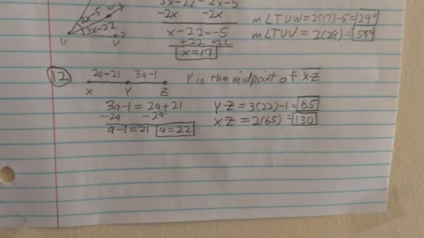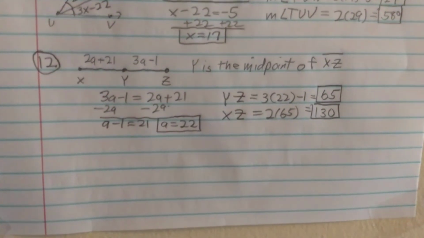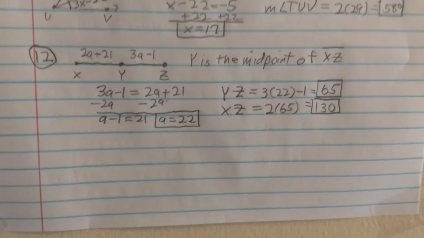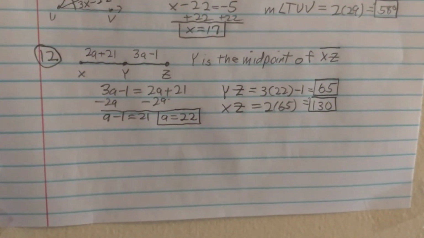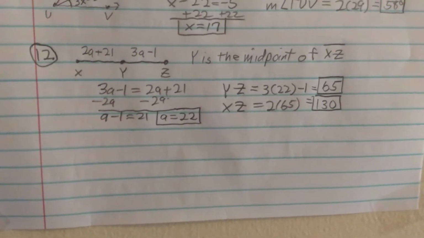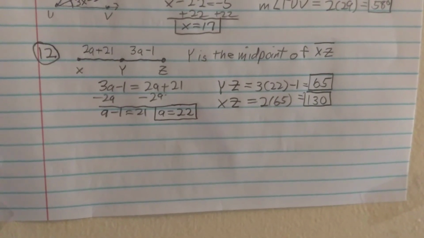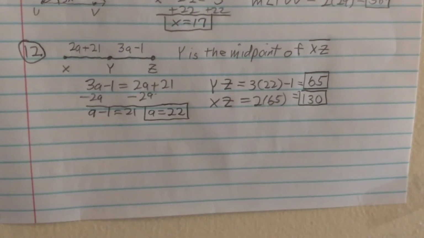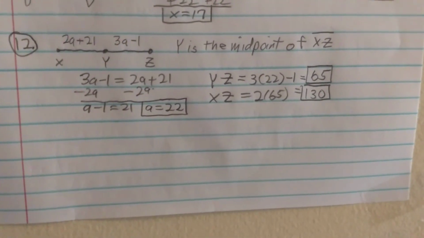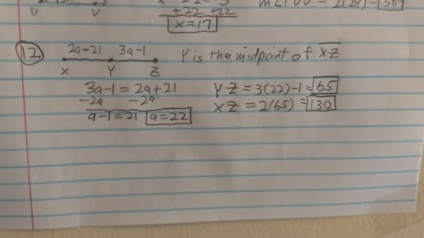Now problem 12 is to find x, y, and yz, where y is the midpoint of segment xz. So the two parts are equal. 3a minus 1 equals 2a plus 21. Subtract 2a. A minus 1 equals 21. A equals 22. And yz equals 3 times 22 minus 1, or 65. And xz is 2 times 65, or 130.